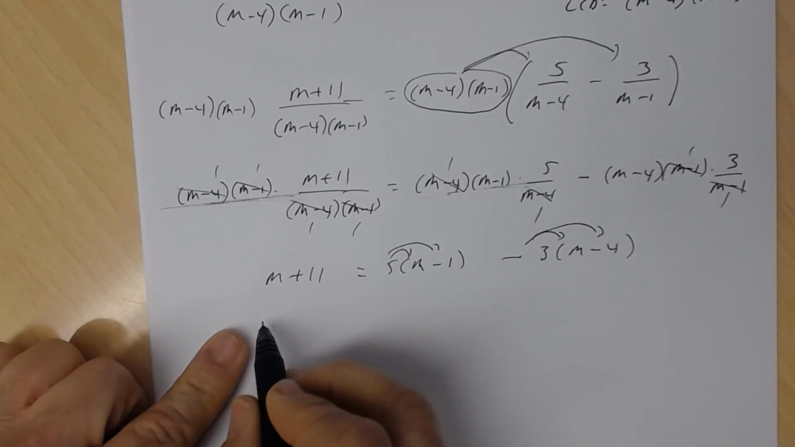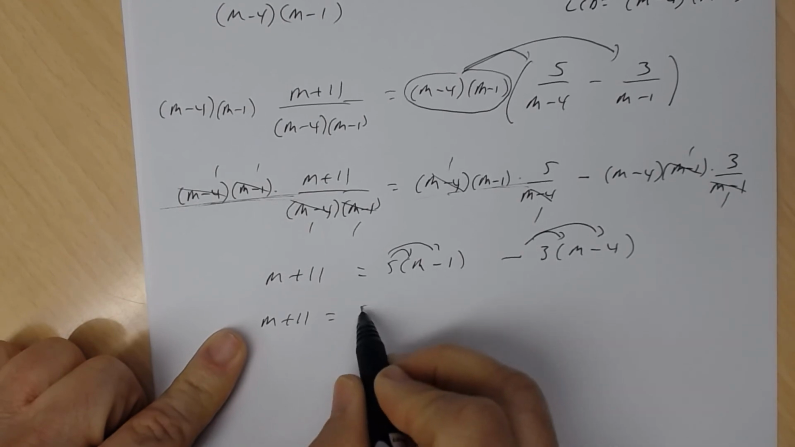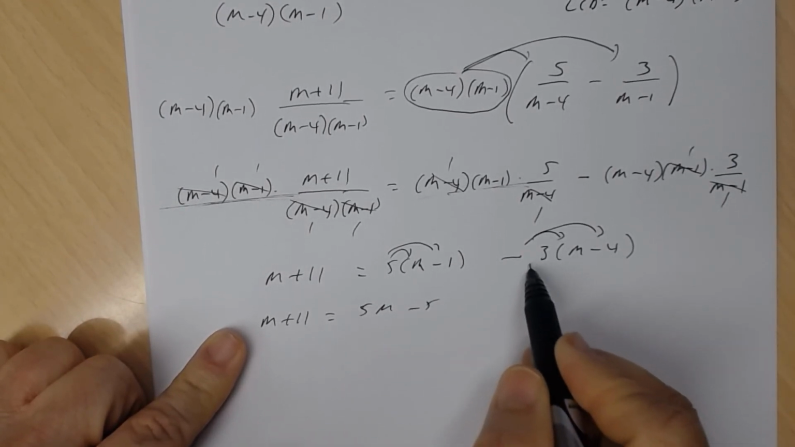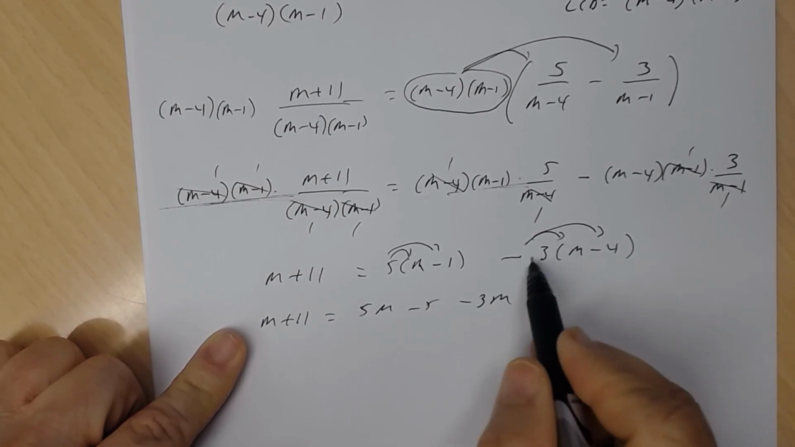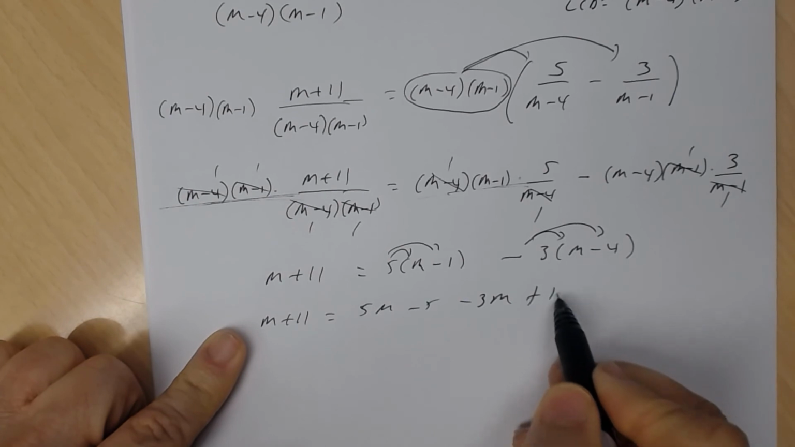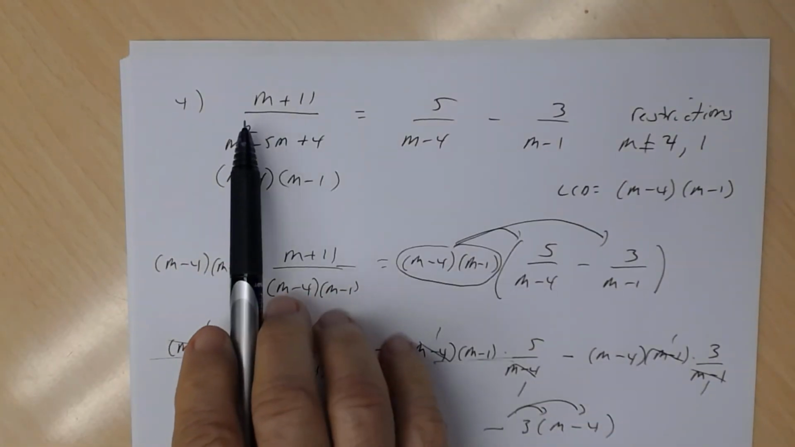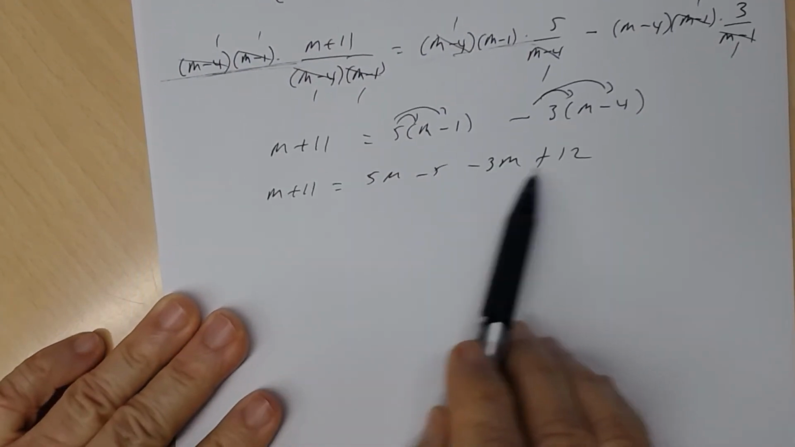So I get m plus 11 equal 5 times m is 5m. 5 times a negative 1 is a negative 5. Here I'm distributing the negative 3. Negative 3 times m is a negative 3m. Negative 3 times a negative 4 is a positive 12. Okay, so notice I went from a rational equation to a linear equation.